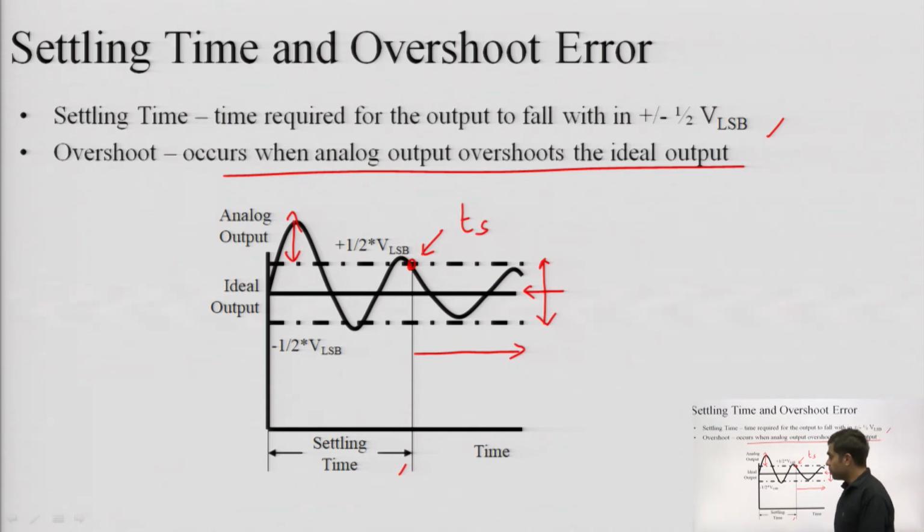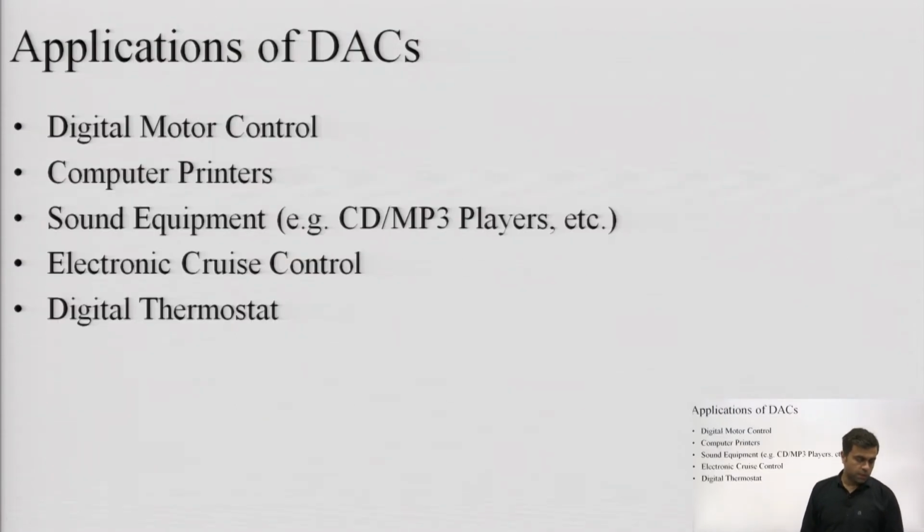So this should also be as minimum as possible, and overshoot error should also be as minimum as possible for better performance of the DAC. Okay. So with this we come to the application part, where these DACs are going to be used. It will be used in digital motor control, computer printers, sound equipment, electronic cruise control and digital thermostat. Okay. So these are some of the applications.